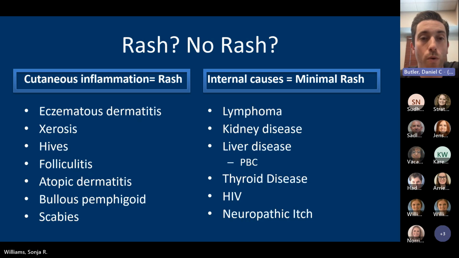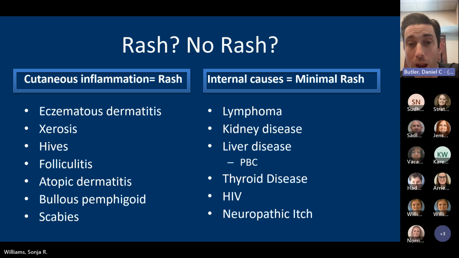And that's by asking one simple question. Is there any rash or no? The reason for that is you'll start to understand which of those contributing cells is the dominant factor when you see a rash or when you don't. When you see a rash, we start thinking down the immune side of the equation. Those are things like eczema, hives, xerotic changes like dry skin, folliculitis, atopic dermatitis, bullous pemphigoid, or even scabies, which is an overactivation of the immune system caused by the scabies mites.